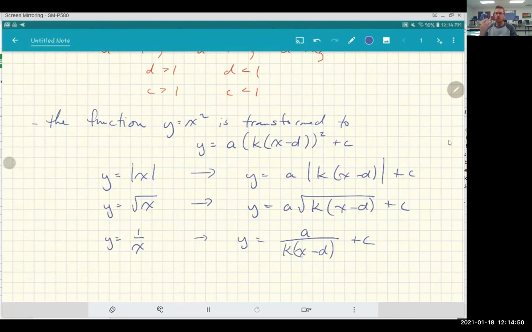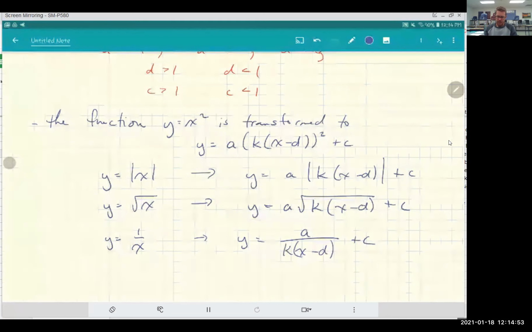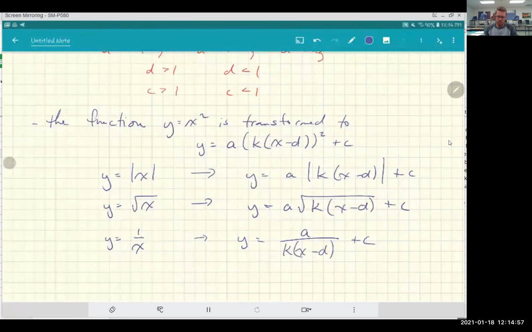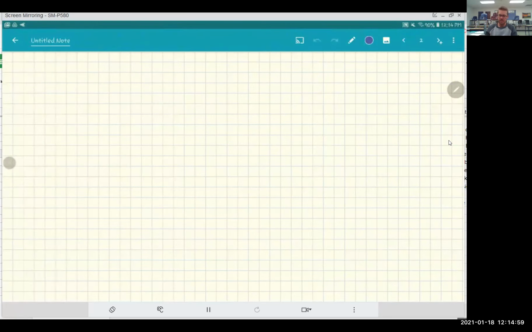Transformations can be applied to any function. And this is going to mess some people up. It always does every year, so I'm going to ask you to do your best to see if you can understand what's going on here. The generic function f at x. So this means any function. I didn't tell you which function it is. It could be that f at x equals x squared, or it could be that f at x equals 1 over x.